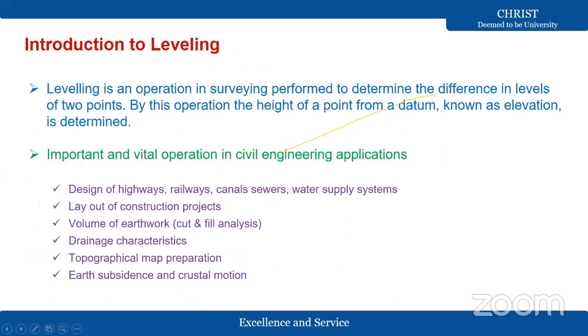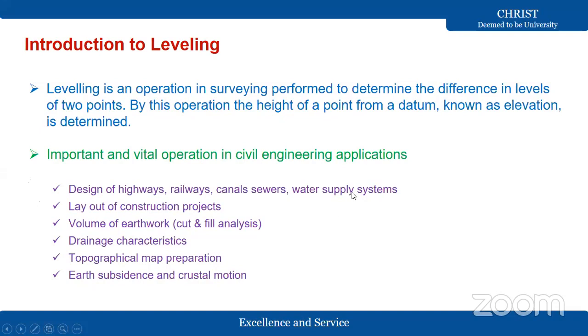What is leveling? An introduction to leveling. It is an operation in surveying, the most important operation in surveying, to determine the relative positions of points on the Earth surface, especially the Z dimension. We are interested in measuring the Z dimension, the third dimension, not XY. We are going to establish the relative elevation, the height of various points, by using a leveling instrument. By this operation, the height of a point from the datum, known as elevation, is determined.